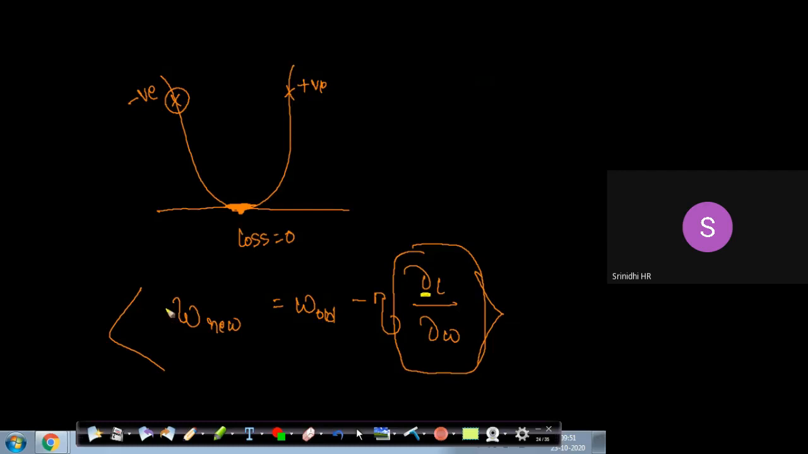In the gradient descent curve, we have positive and negative slope. At the bottom, we have a point where loss is equal to 0, or it is axis parallel. So the formula is W new is equal to W old minus theta times the derivative of L with respect to W. What is my main intention here? I want to find the sigmoid function of this particular derivative.